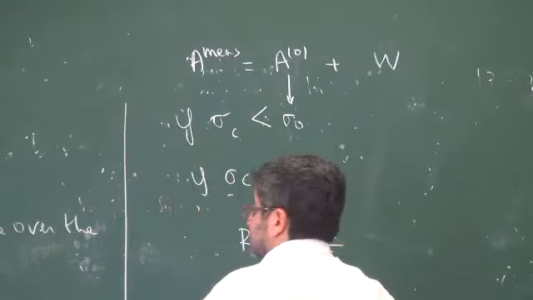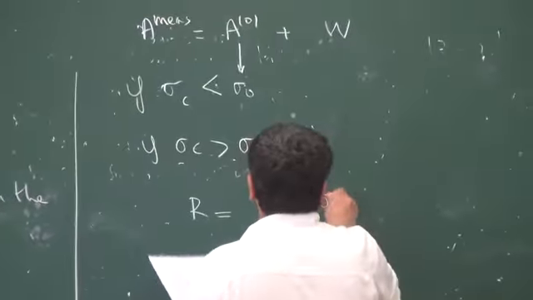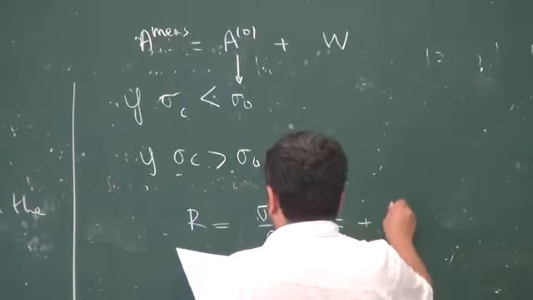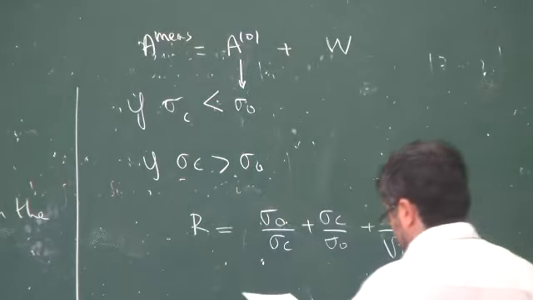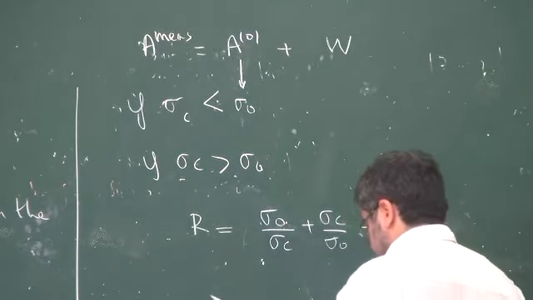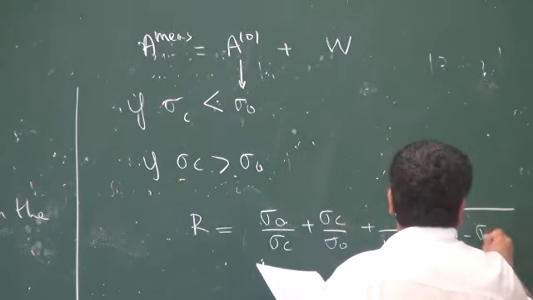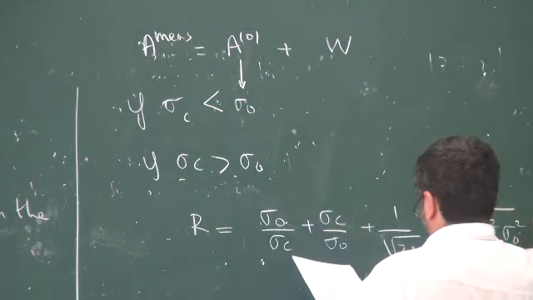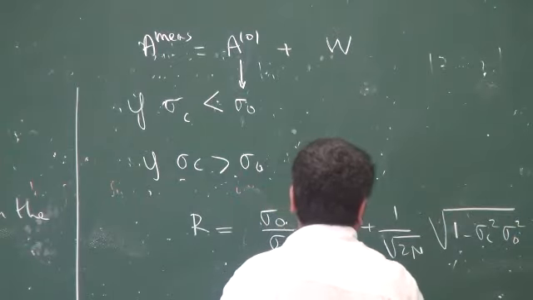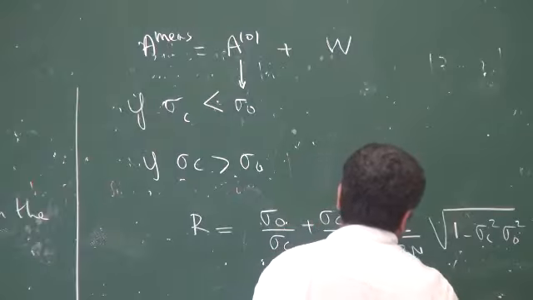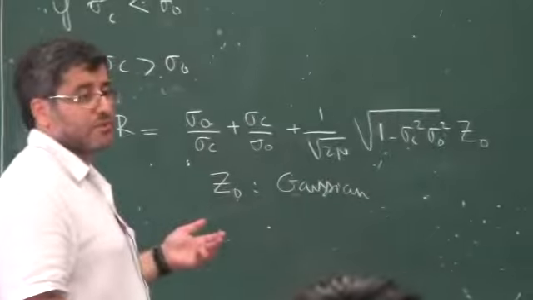Then R in distribution will get this behavior: sigma 0 over sigma C plus sigma C over sigma 0 plus 1 over square root of 2n, where n is the number of elements in the array of transmitter and receiver, times 1 minus sigma C square over sigma 0 square, times z0, where z0 is Gaussian because it's hidden in the noise. Its distribution is Gaussian distribution.